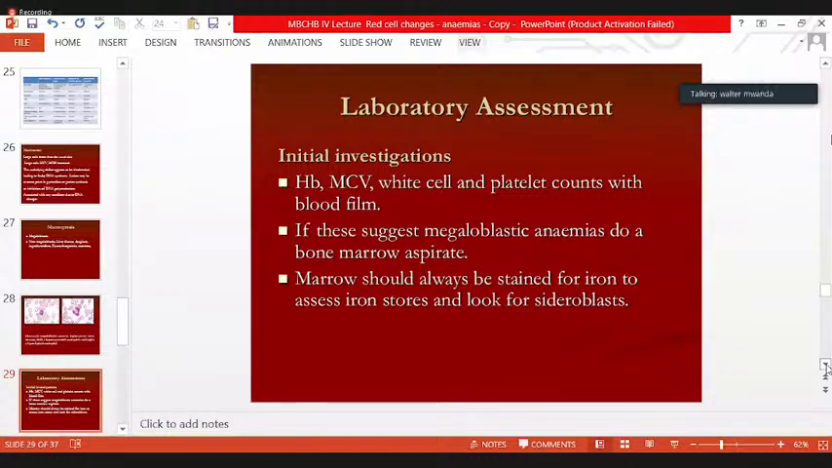The presence, increase, or absence of sideroblast has an important role in saying that this is caused by this and that. It is a manifestation of the cause, it is a complication of the cause, and it can direct further management.